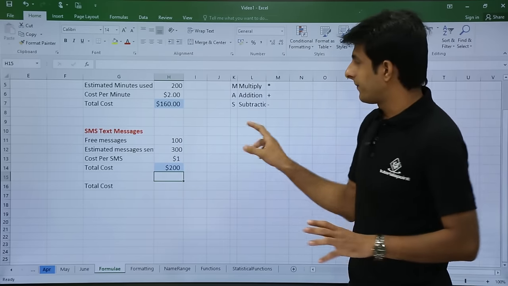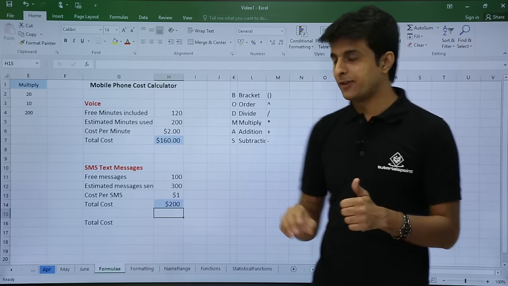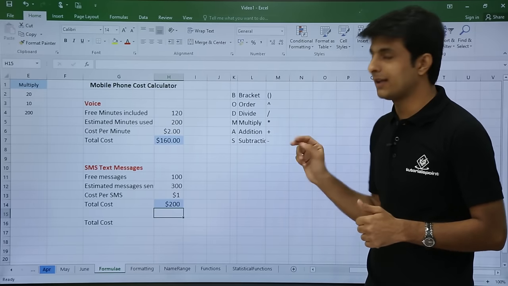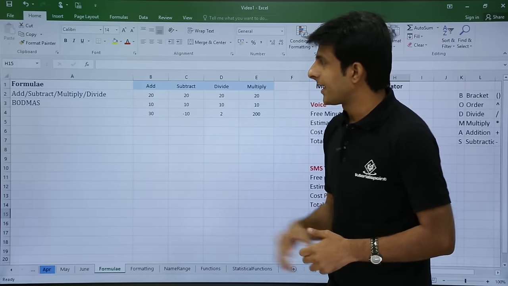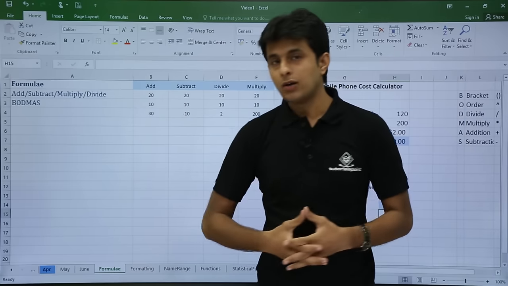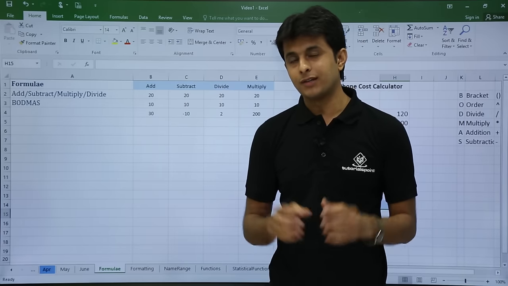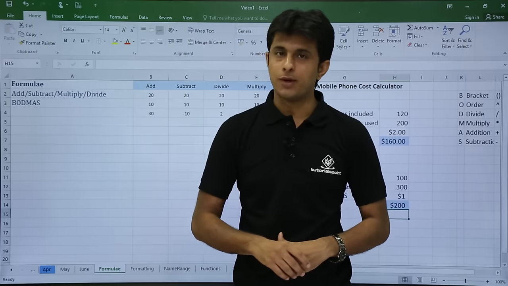So keep in mind, whenever you're using all these operators in one cell, the first preference is given to brackets, exponential, division, multiplication, and then addition, subtraction. So that is all about BODMAS. In this video, we have seen how to add, subtract, divide, multiply. When you're using all these operators in one cell, this is the way you can remember, that is BODMAS. All right.